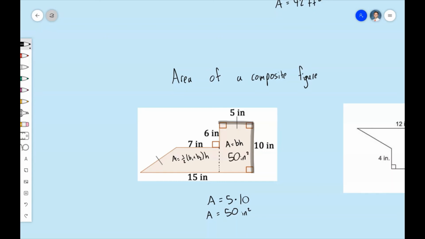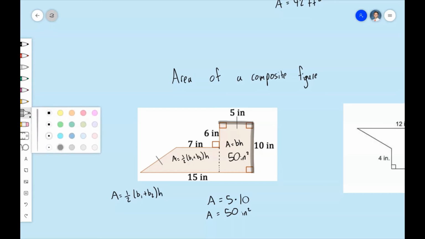Now, for our trapezoid, we know that the area will be 1/2 base 1 plus base 2 times the height. But we actually need to calculate our height here. So we know that this right here will be our height, and that's not a length that we are given. However, if I know that this length here is 10 inches, and this length here is 6 inches, then I can subtract 10 minus 6 to get 4 inches for my height.